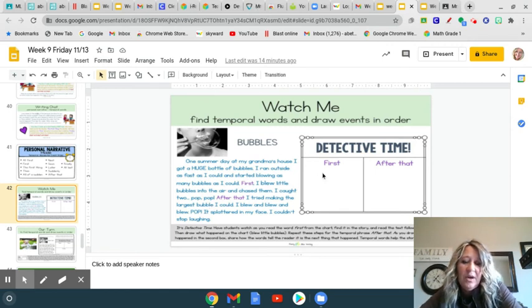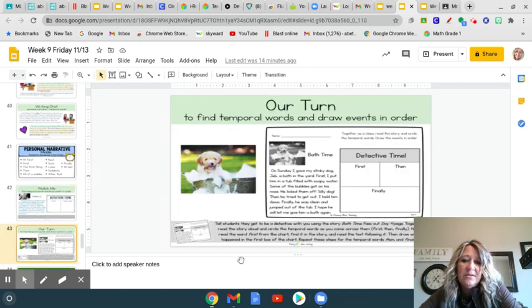So we could draw what happened in the first one, and that's where she drew the little bubbles. And then after that, she drew one big bubble that popped. And that's what we would put in these two boxes. And so now let's do this one together. We get to be a detective and use the story Bath Time. And we are going to read the story and circle the temporal words as we come across them. So we're not going to actually circle them, but we're going to talk about them.